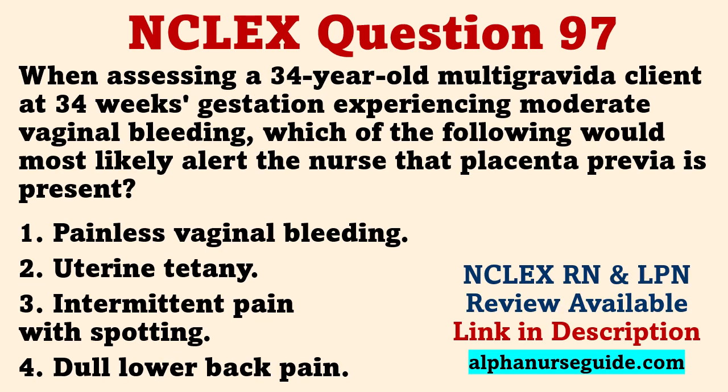When assessing a 34-year-old multigravida client at 34 weeks gestation experiencing moderate vaginal bleeding, which finding would most likely alert the nurse that placenta previa is present? 1. Painless vaginal bleeding. 2. Uterine tetany. 3. Intermittent pain with spotting. 4. Dull lower back pain.